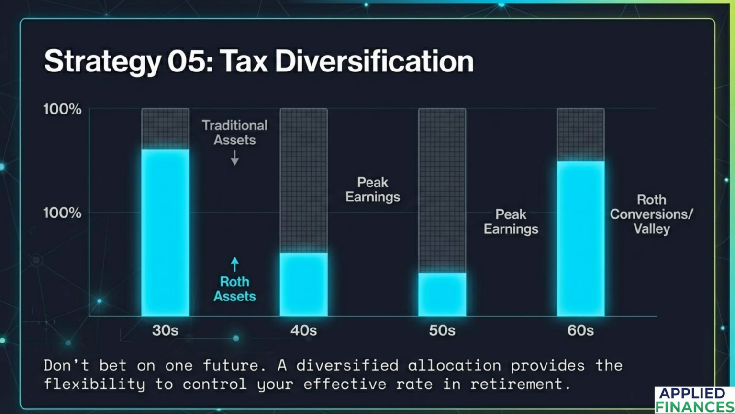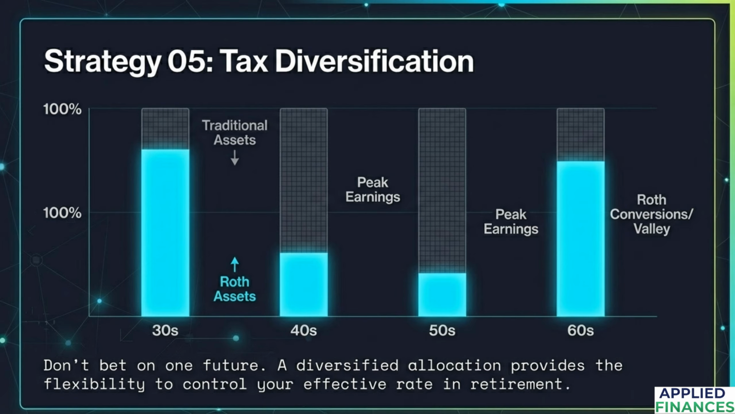In your 30s, you might have a high concentration in Roth assets. As you enter your peak earnings in your 40s and 50s, you might pivot more towards traditional assets to capture the current tax deduction. Then in your 60s, you might focus on Roth conversions during the income valley we discussed earlier. By maintaining buckets in both traditional and Roth accounts, you give yourself the ability to choose where your income comes from in any given year. This allows you to stay within lower tax brackets and avoid the spikes caused by RMDs or unexpected capital gains.